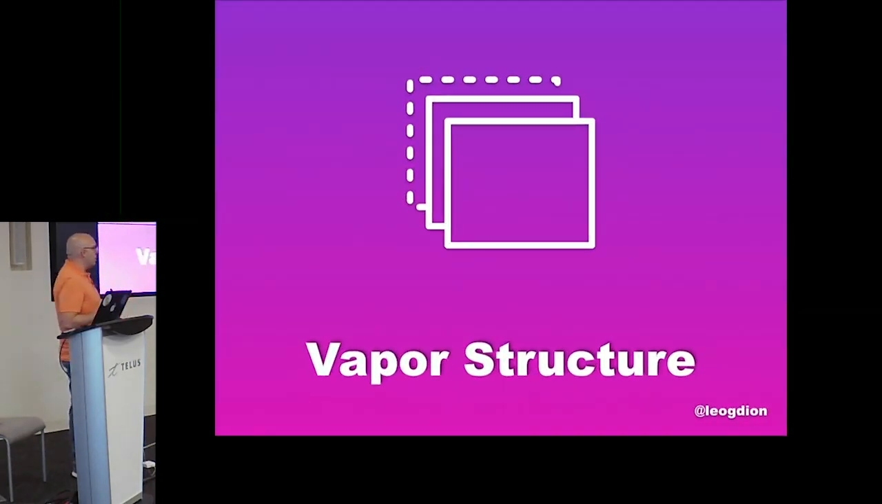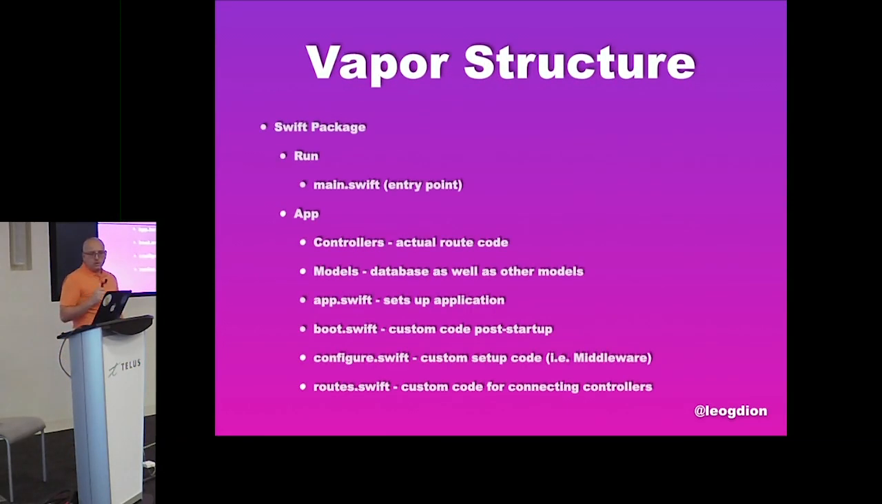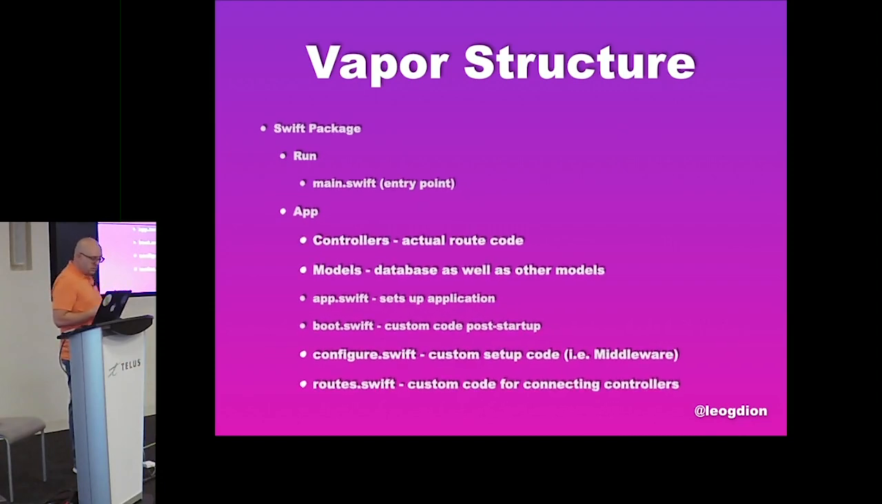So let's talk about the structure of a Vapor application. You'll get a couple of packages, a couple of targets, an app target and a run target, and the run target is what really runs the application and basically starts opening that WebSocket so you can start serving. But there's really 4 components that you're going to edit when you edit an application.